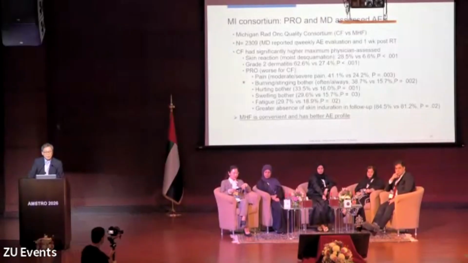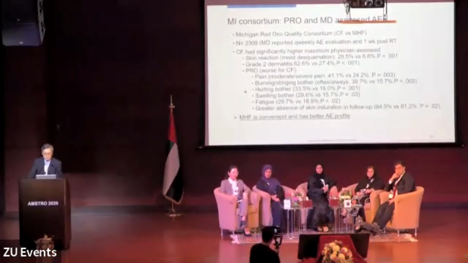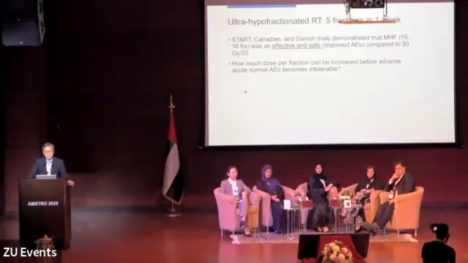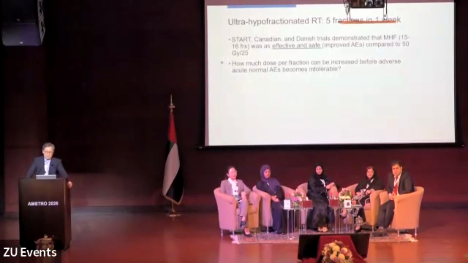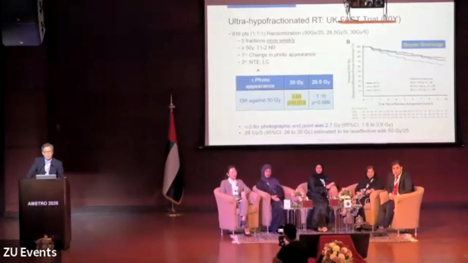And then for the pros, pain, burning sensation, swelling, fatigue, they were all superior for the hypofractionated arm. Now switching gears to the ultra-hypofractionated, delivering 5 fractions in 1 week. So all these studies that I just mentioned, the moderately hypofractionated randomized studies, showed that the moderately hypofractionated arm is safe and effective, maybe improved toxicity. So how much dose can we escalate per fraction before we start to see adverse effects?